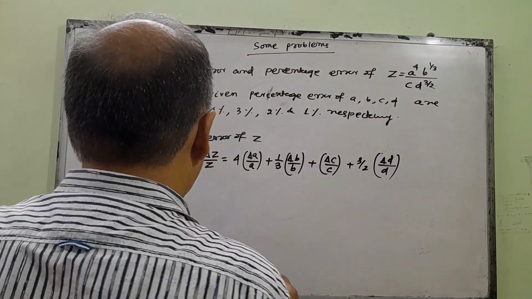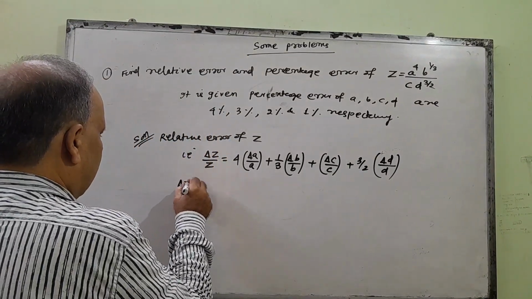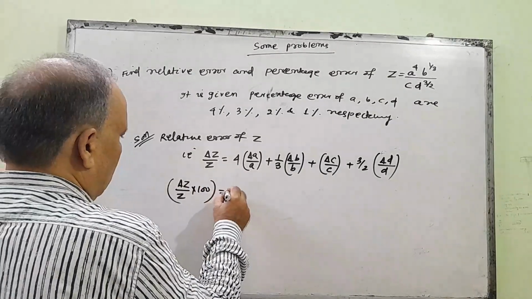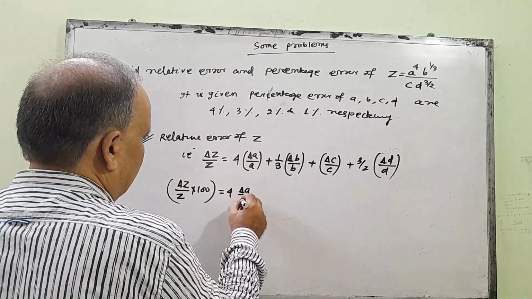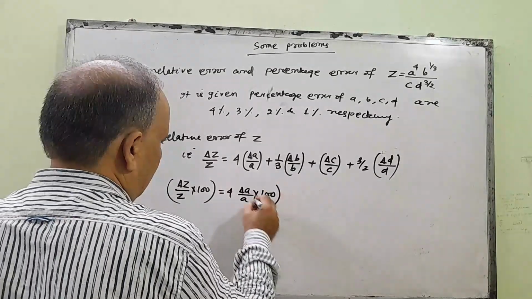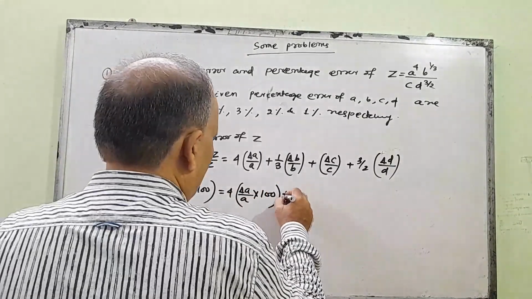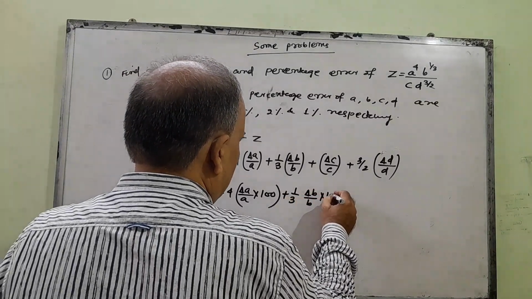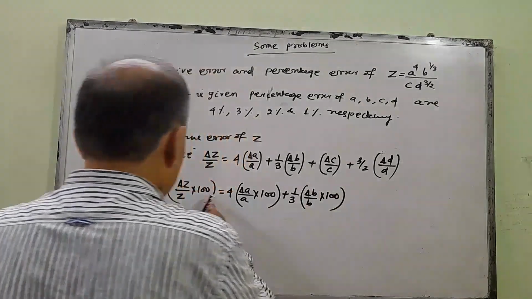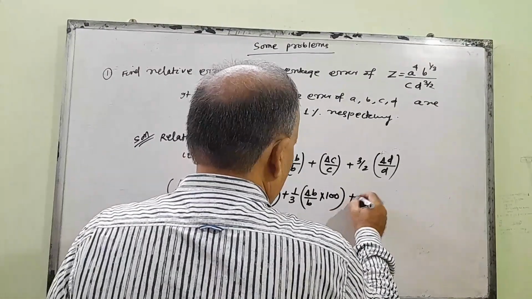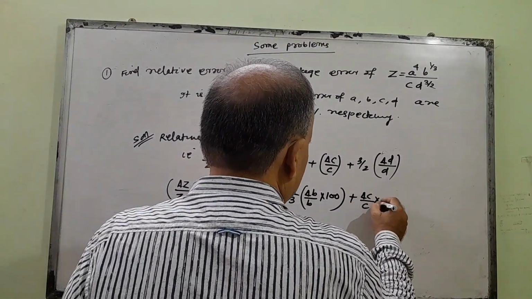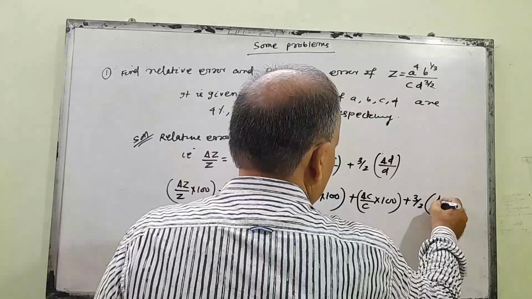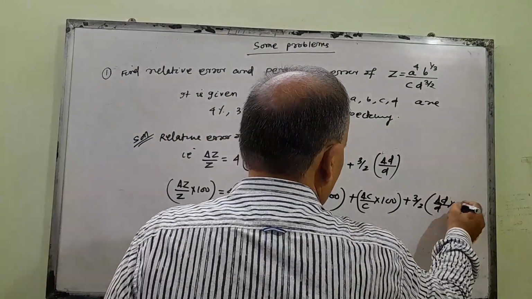Now what is the percentage error? Delta z by z into 100 is equal to 4 into delta a by a into 100, this is the percentage error of a, plus 1 by 3 into delta b by b into 100. You multiply 100 on both sides, plus delta c by c into 100 plus 3 by 2 into delta d by d into 100.